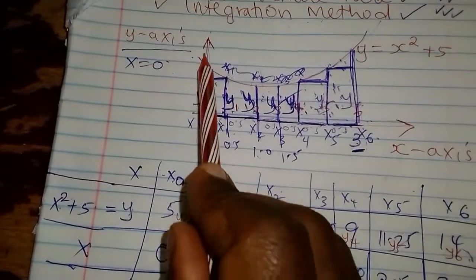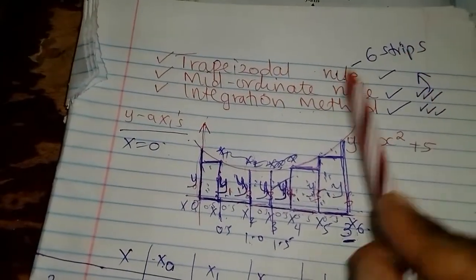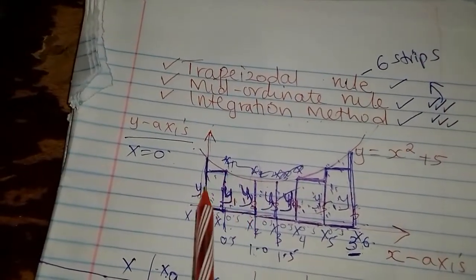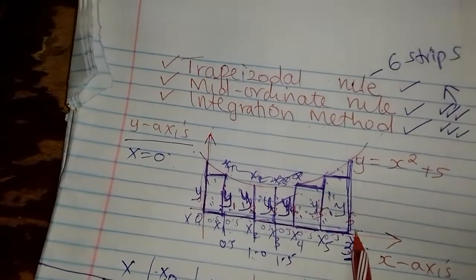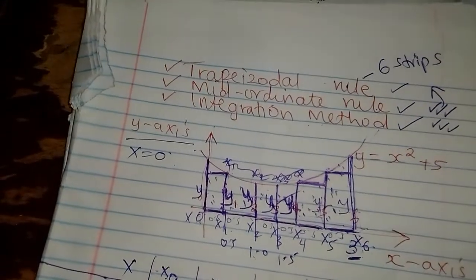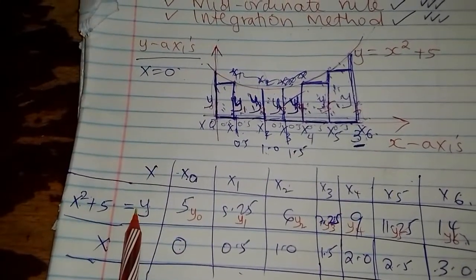I've said you have the curve. Look at the number of strips asked. Divide that into the number of strips given. 1, 2, 3, 4, 5, 6. If you're done with that one, come up with a table. Write x. Write the equation.